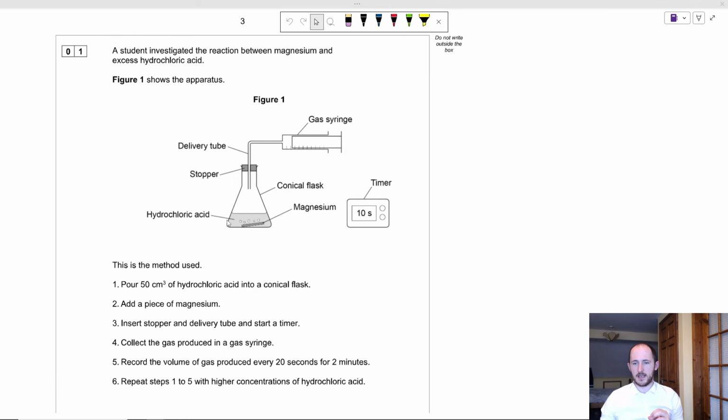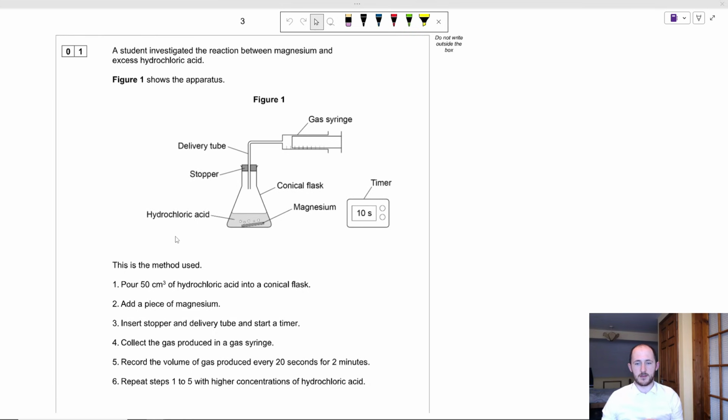So they put 50 centimeters cubed of hydrochloric acid into this conical flask. They add the magnesium, and as they react, of course, it's going to produce a gas. That is going to fill up the gas syringe, and they'll be able to read off the volume of gas produced. Every 20 seconds for 2 minutes, they're going to note down what the volume is. So at 0 seconds, there'll be 0 gas produced. Then at 20 seconds, maybe there's 10 centimeters cubed, and so on.